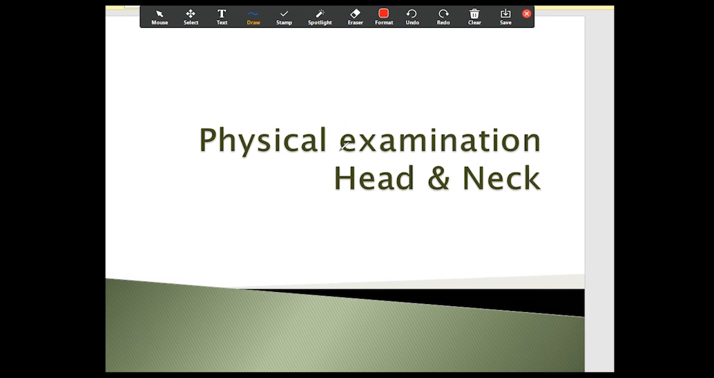So last week we were talking about physical examinations on the head and neck. We talked about the physical examinations, starting from the head and then going down. We went to the neck first, then we will go to the chest today.